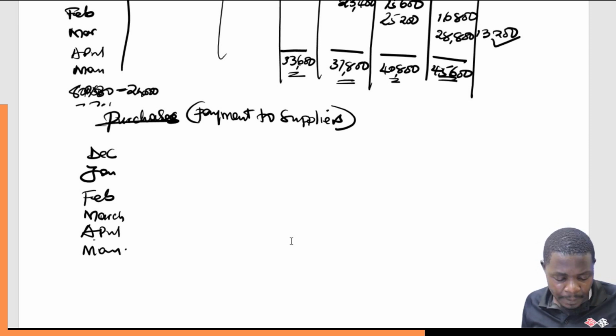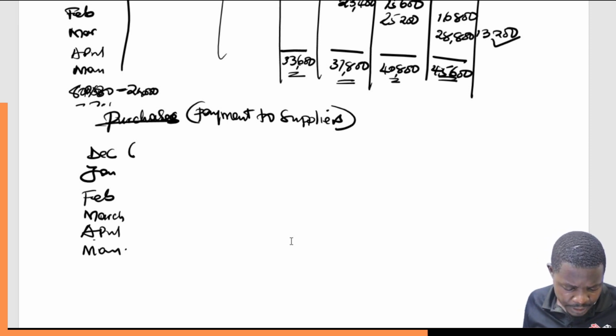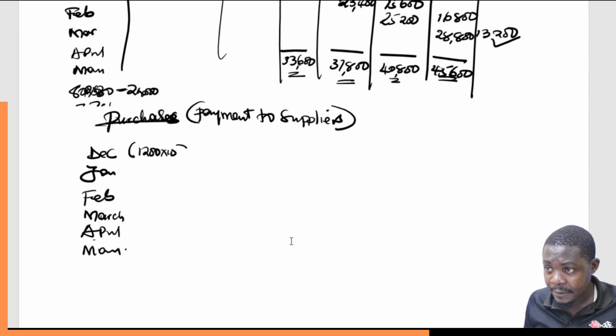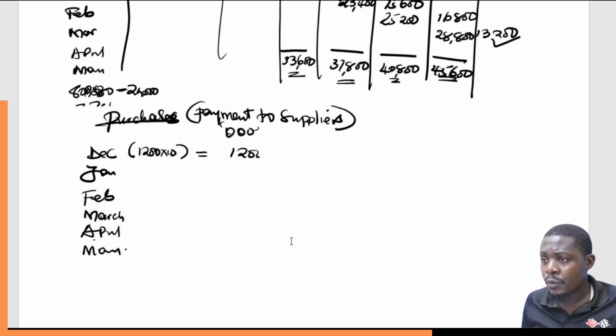Now the purchases of December were how much? We have December 12, we multiply by 10,000. We are carrying 3 zeros. That is 12,000. 12,000 will be paid in January. This will be paid in January.